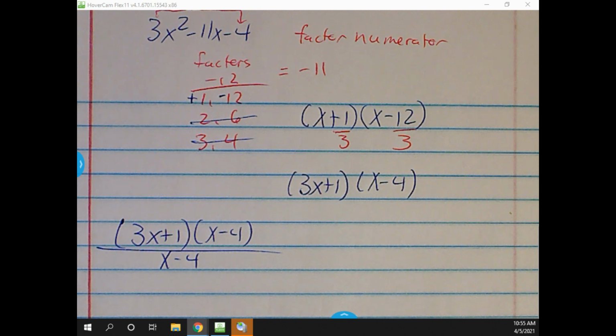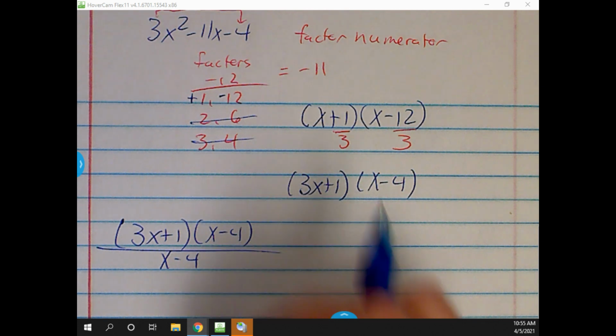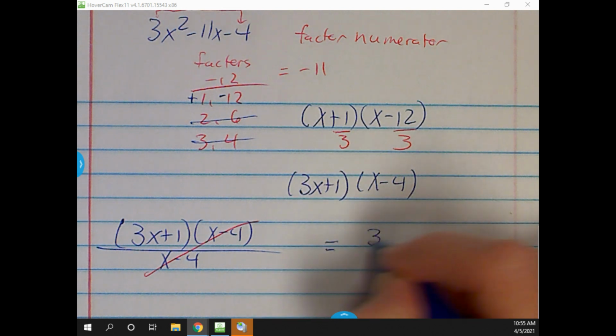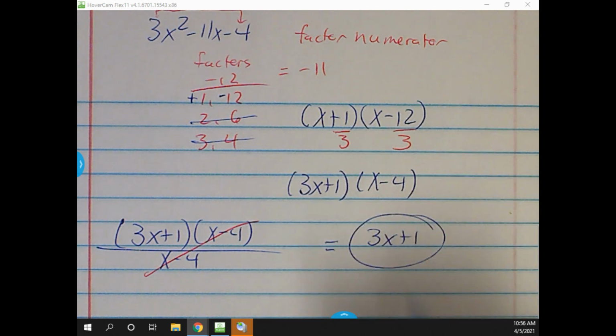That earlier problem we did, it wouldn't factor. We didn't get any canceling off of it. This is one that once you factor it, now you can cancel out the x minus 4s and your final answer in simplified form would be 3x plus 1.